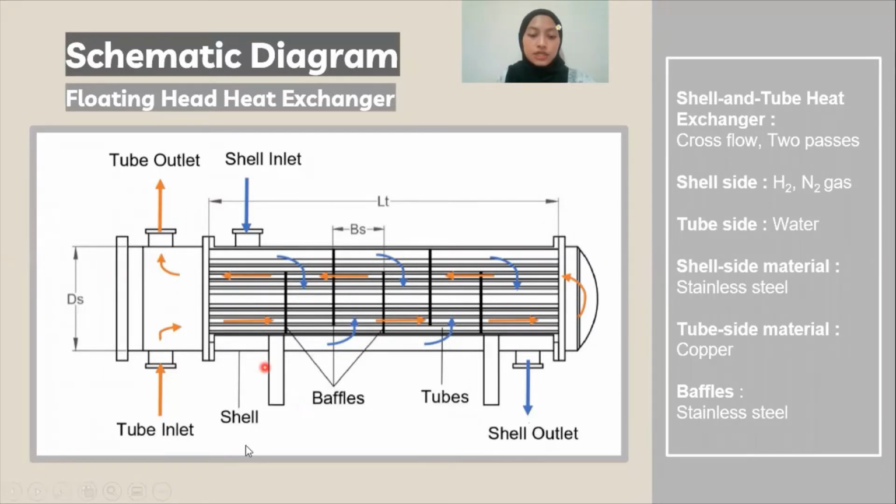This is our shell. We propose our shell to be stainless steel because of its corrosion resistance. The hydrogen and nitrogen gas will flow in the shell side. So here is the shell inlet and here is the shell outlet. Next are the tubes where the cooling water will flow. Water will enter the tube inlet, flow inside the tubes and go out to the tube outlet. We use copper as the tube material because of its excellent thermal conductivity. These are the baffles. Baffles will create turbulence and enhance the heat transfer process.